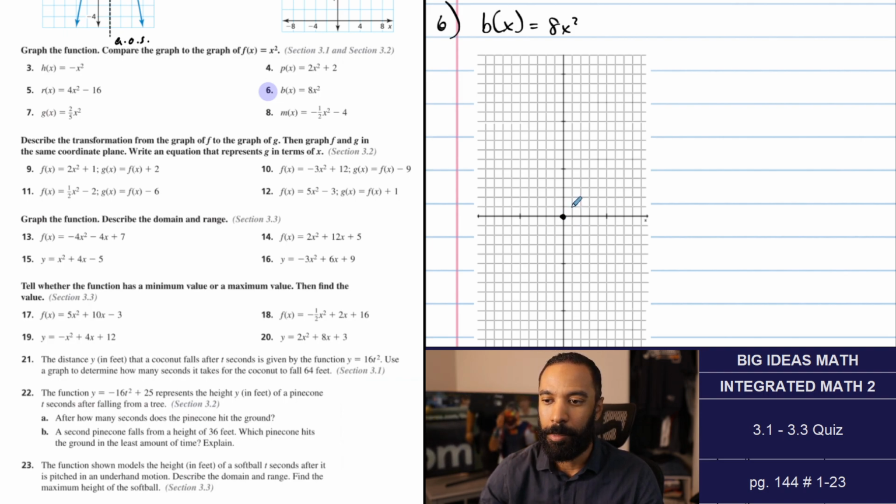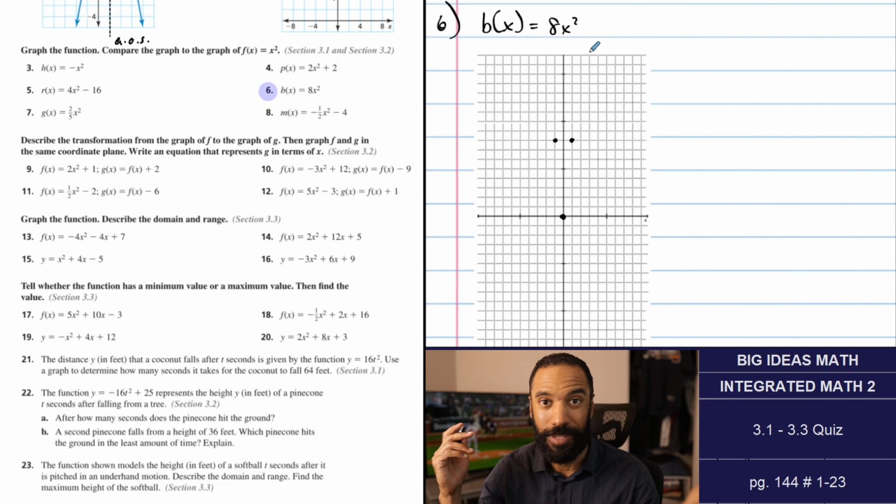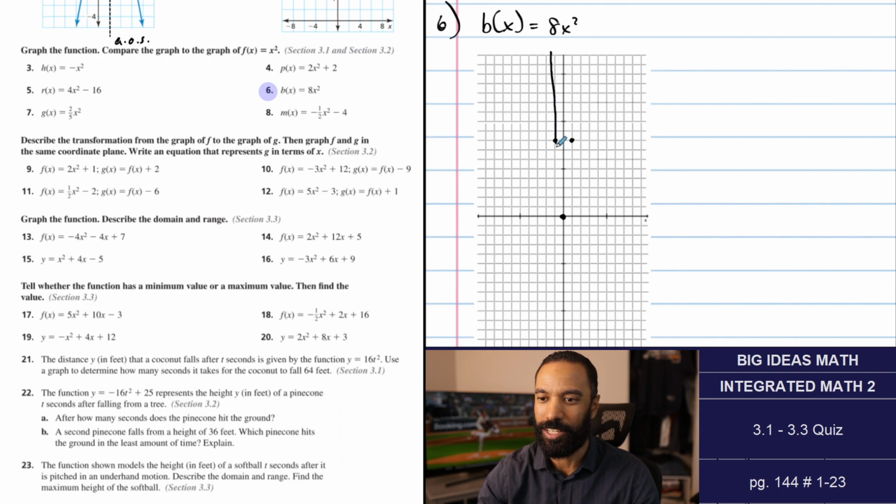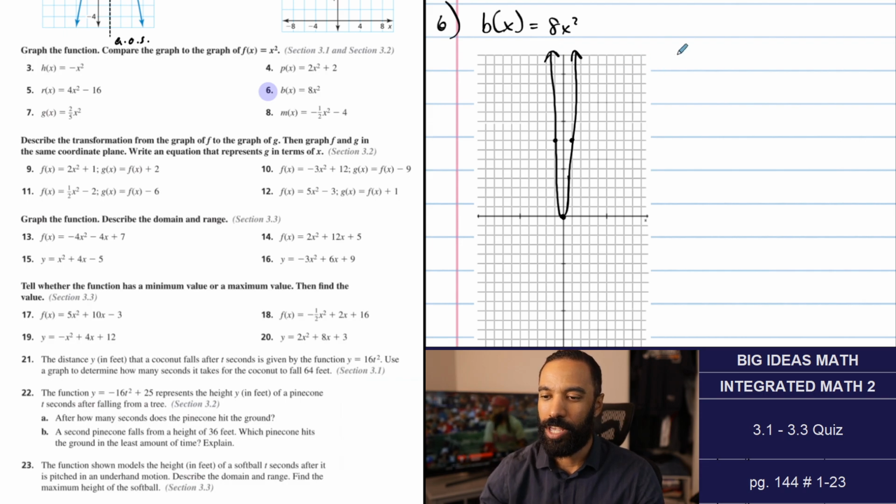And over 1, up 1 times 8 is 8. Over 2, up 4 times 8 is 32. You can't fit it. So, sorry. You give me this kind of problem, you ask a silly question, you get a silly answer. That's my motto. So this is extremely tall, just vertically stretched by such a large factor. Arrows and all.